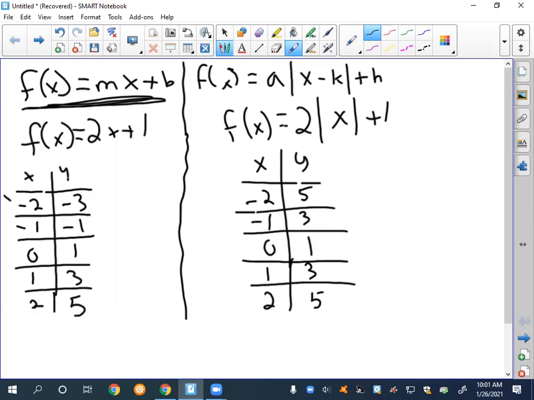Say I picked -2. Well, how would I figure out what this y was? How did I figure out this y was -3? Where did I plug in this -2? What does that -2 represent? X. So where did I plug it into this function? The x. So I did 2 times -2, which is -4, and -4 plus 1 popped out a -3. When I plugged in a -1, I plugged the -1 into this x, and what popped out? -1, and so on and so forth.